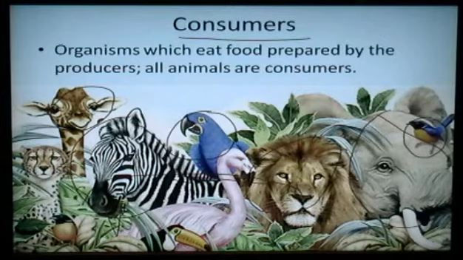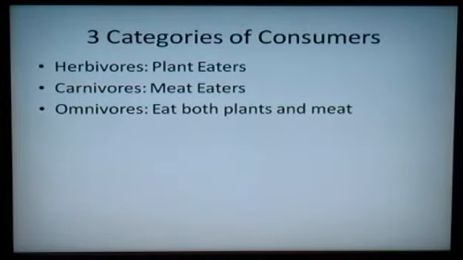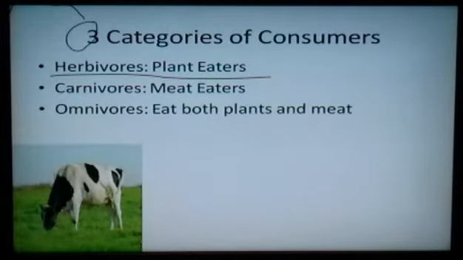Consumers can be further divided into three groups: herbivores, carnivores, and omnivores. Herbivores. The animals which eat only plants are called herbivores. The herbivores eat grass, leaves, greens, and fruits or the bark of the trees. Examples of the herbivores are cow, horse, deer, camel, etc. Herbivores are also known as primary consumers as they obtain their food directly from the plants.